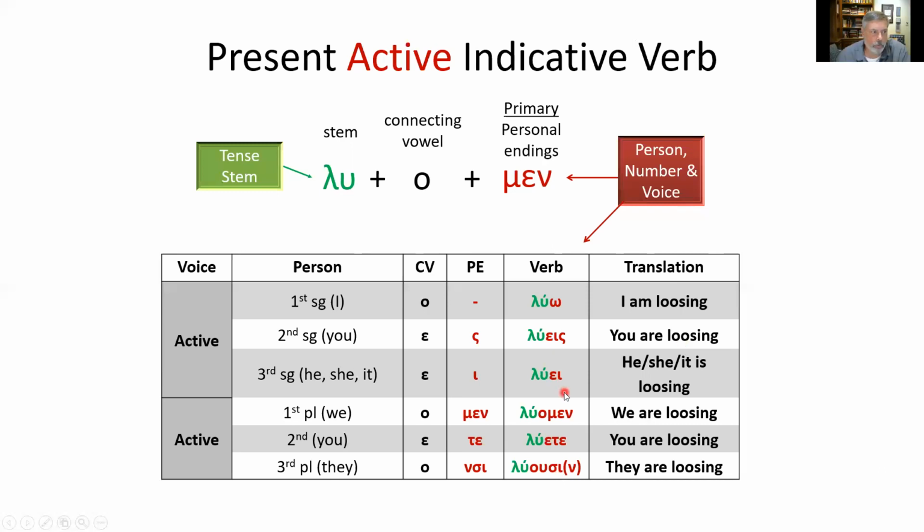And that's how it's formed. So in the plural, we do the same thing. Luomen, we are loosing. Luete, you are loosing. And luousi, they are loosing.